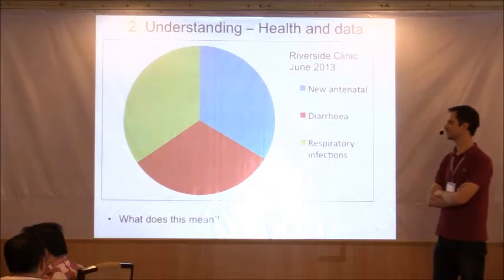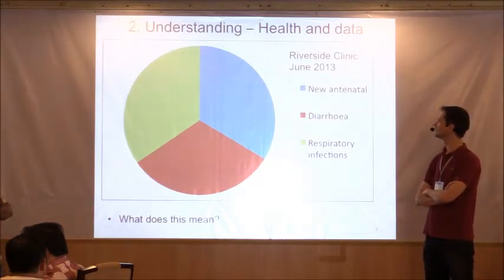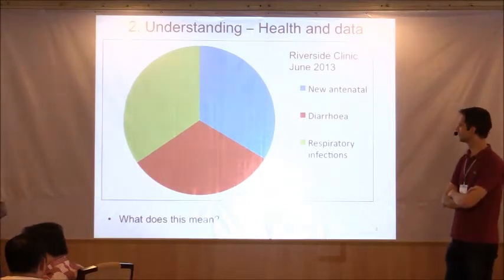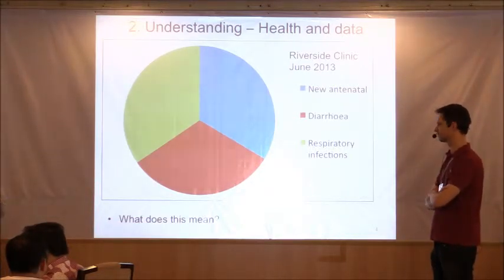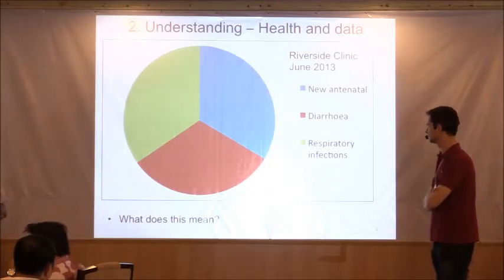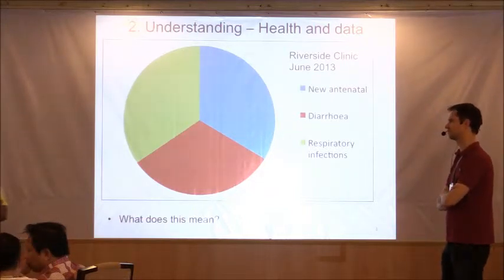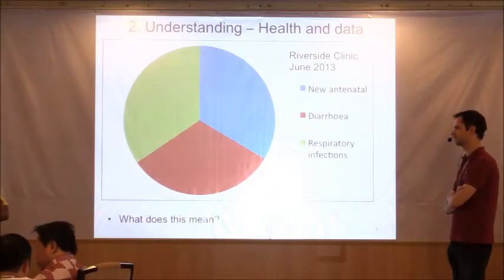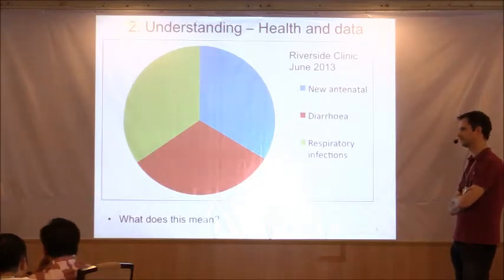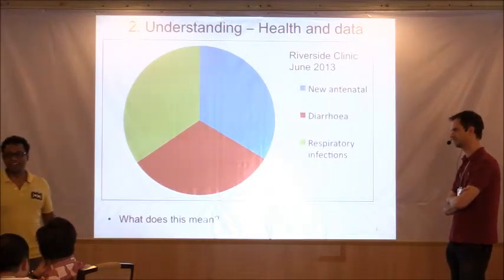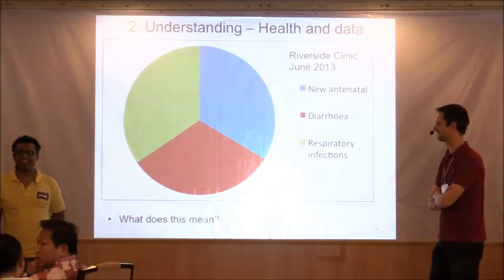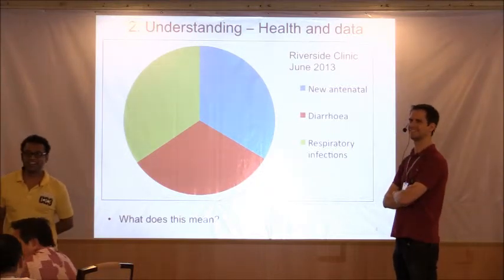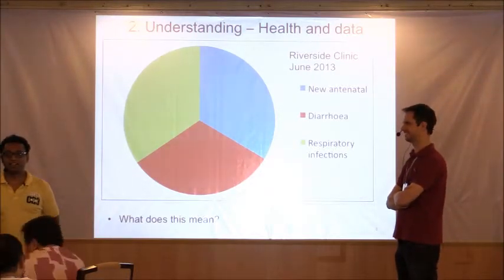This chart shows, it's a pie chart of a Riverside clinic for June 2013. For maybe attendances, cases, one third is new antenatal cases, one third is diarrhea, and one third cases for respiratory infections. So what does this mean? The chart is not very informative in that sense. The chart doesn't tell much. What does it mean by new antenatal?